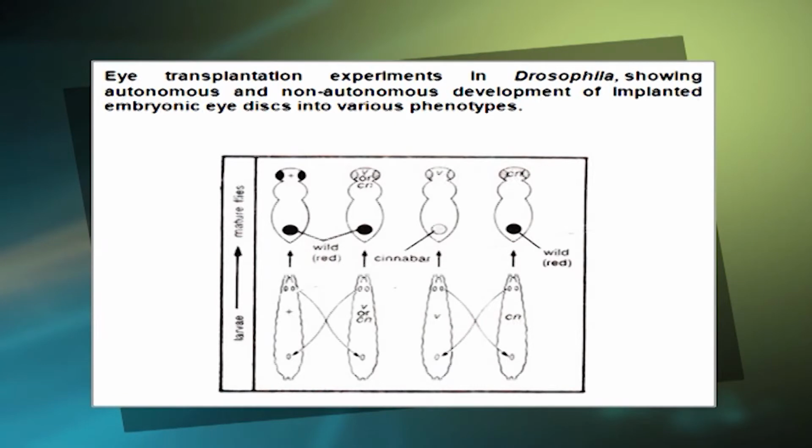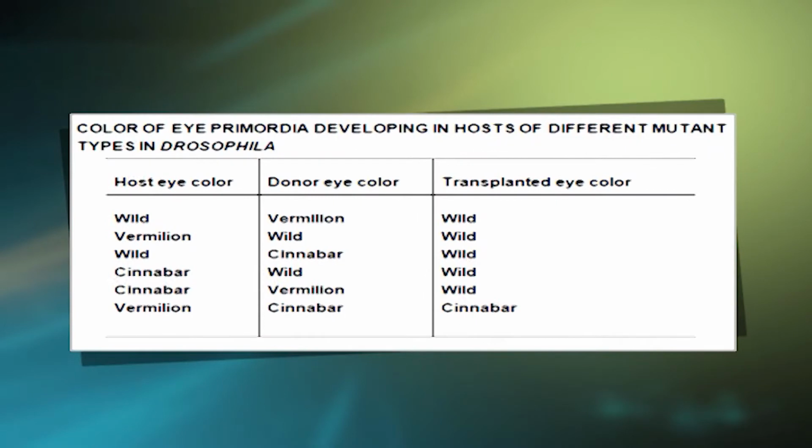The results of these transplantation experiments are presented in this figure as well as in the table to follow. This figure shows eye transplantation experiments in Drosophila showing autonomous and non-autonomous development of implanted embryonic eye discs into various phenotypes. The table shows the color of eye primordia developing in hosts of different mutant types in Drosophila. It can be noticed from the table that when wild type eyes are transplanted on a vermilion or cinnabar host, wild type eyes develop, indicating that the phenotype of eyes in this case is independent of host.